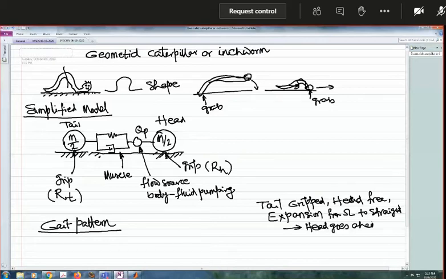Ahead. Next, tail free, head gripped, contraction. From straight to omega. And this cycle continues. And repeat. So that is what is its gait pattern. Very simple gait pattern. Okay. Expansion, contraction, and so on.